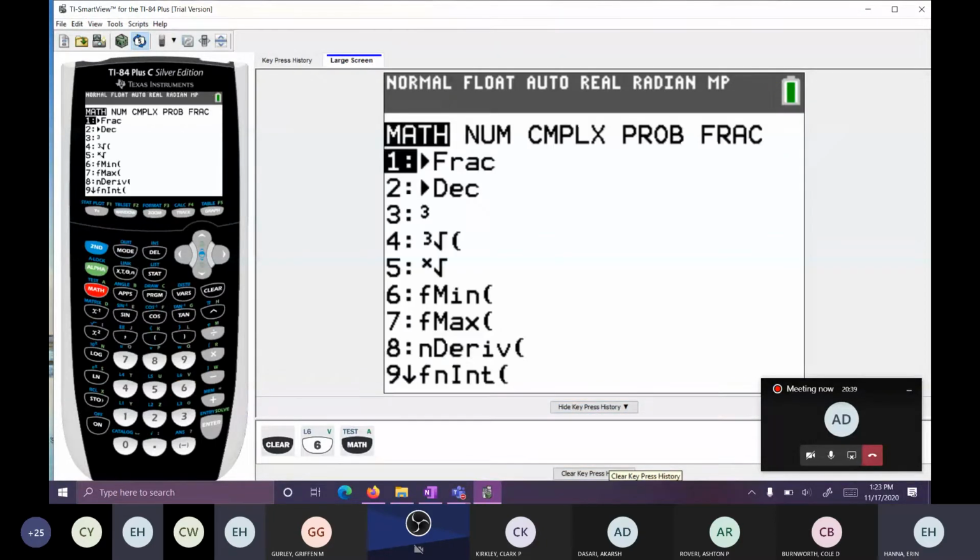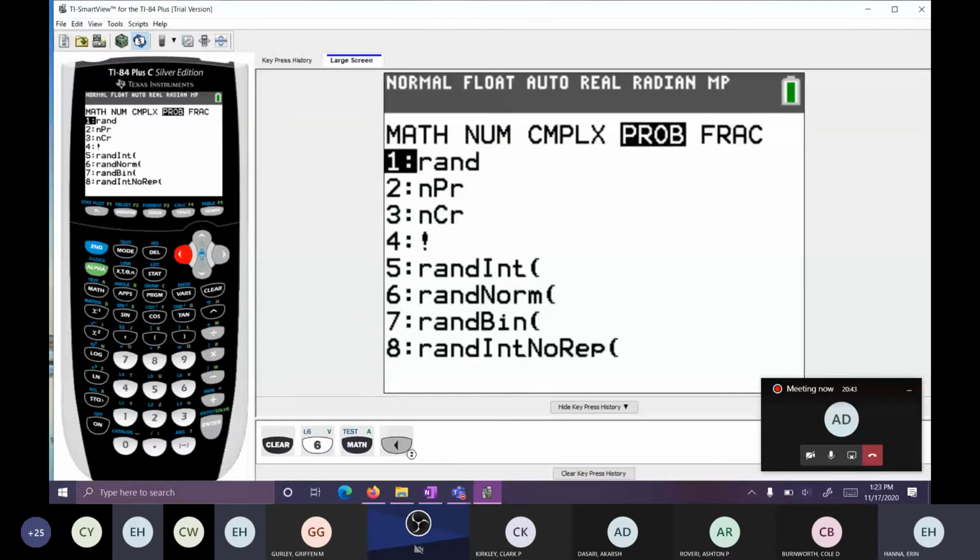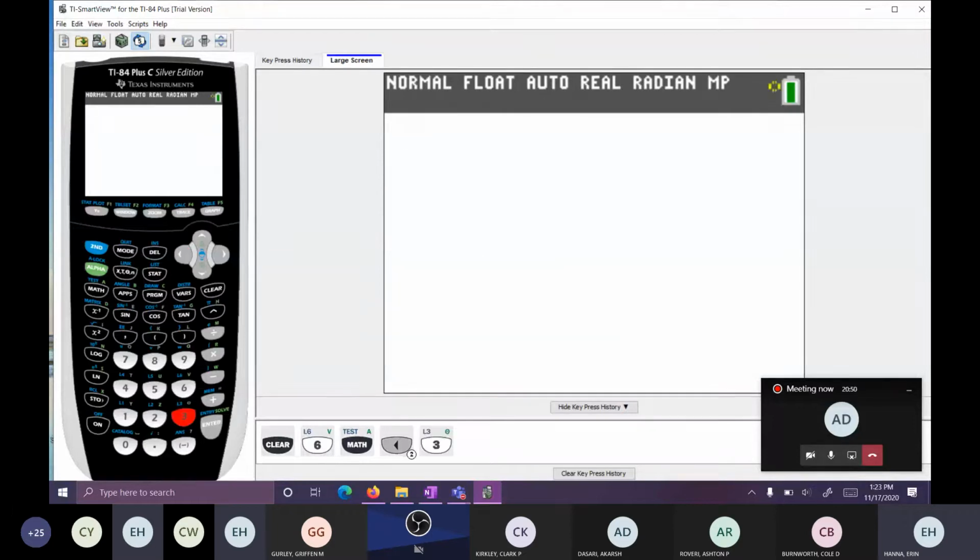And then you hit the math button, which is right below the alpha. And you have to scroll over to the probability one. And then if you want the permutations, you hit number 2. If you want the combinations, or the choose, you hit number 3. So if I want 6 choose 2, I can do that as well.